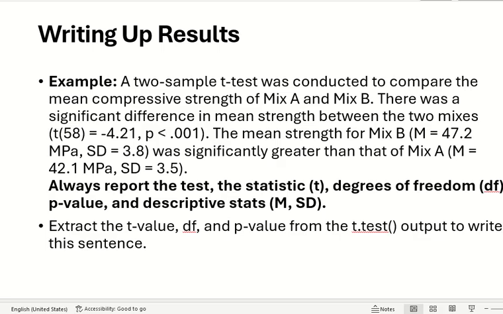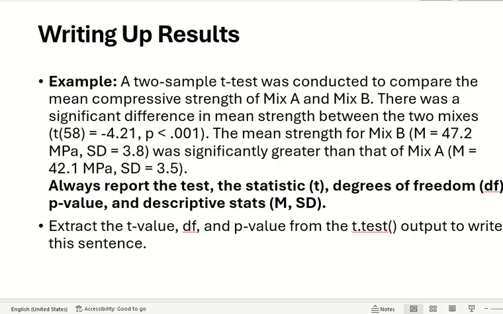A two-sample t-test was conducted to compare the mean strength of mix A and mix B. So what type of test are you performing? A t-test. What are you comparing? Two types of mixes. Then the conclusion: there was a significant difference in the mean strength between the two mixes. Then you supplement your answer with the values. Why are we saying there is a significant difference? Because the t value is this much and the p value of the t is 0.001. That's why I am saying there is a significant difference.